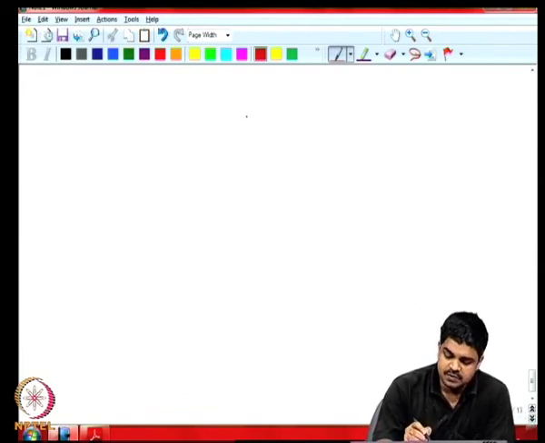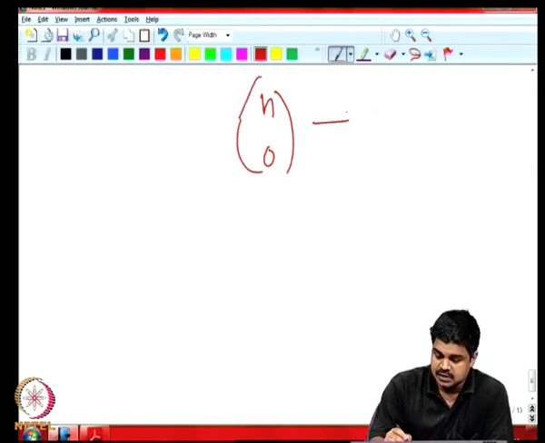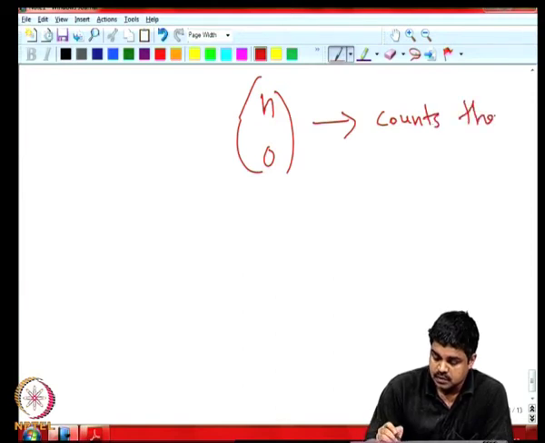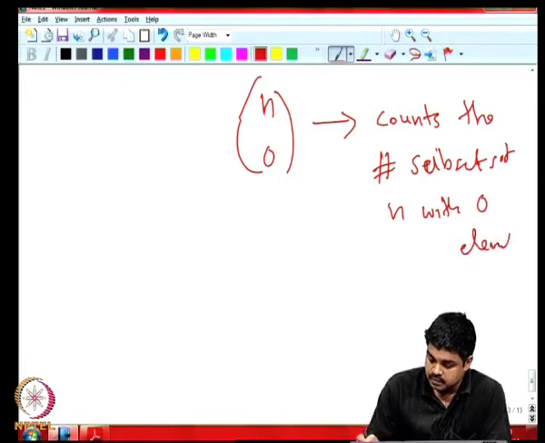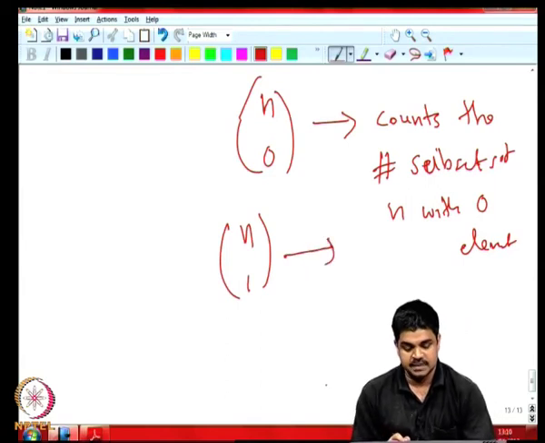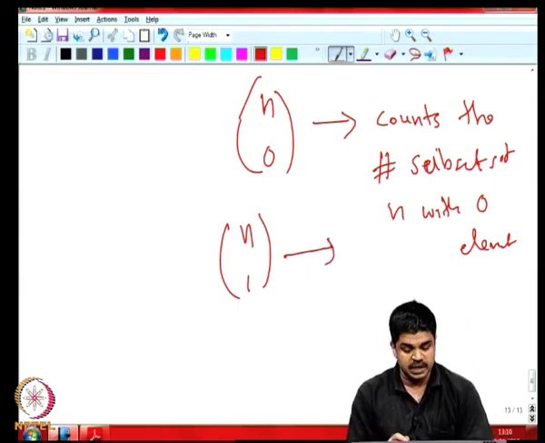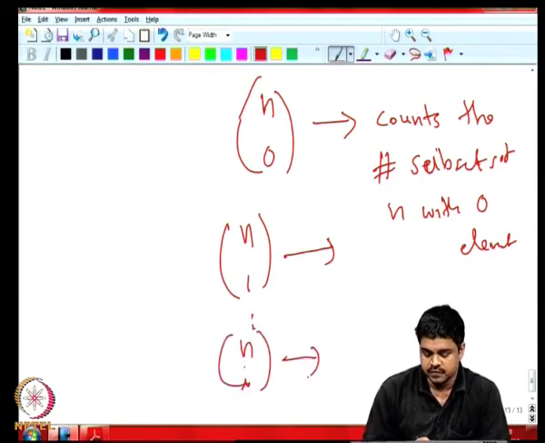How do we see that? Because what is n choose 0? This counts the empty subset, the number of subsets of n with 0 elements. So, n choose 1, as we already mentioned, counts the singleton sets, that means the number of subsets of n with just one element. Similarly, n choose i counts the number of subsets with exactly i elements in it.